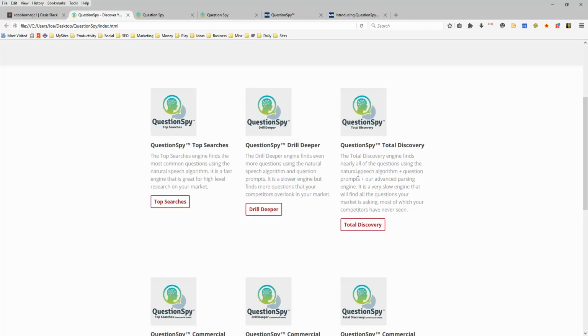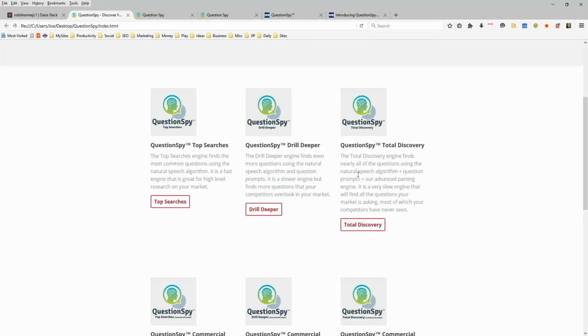And then the furthest one, which I think will generate literally thousands of results, is a natural speech algorithm plus the question prompts plus their own parsing engine that they've used. Basically what they're doing is creating a direct portal into Google Search, and creating as many variations of your base term as they can, as rapidly as they can, without having Google throw a temporary ban because of abuse of the suggest engine.